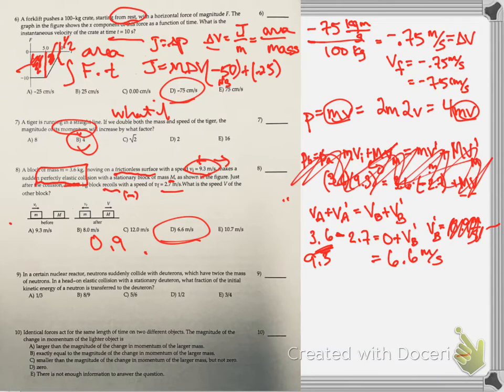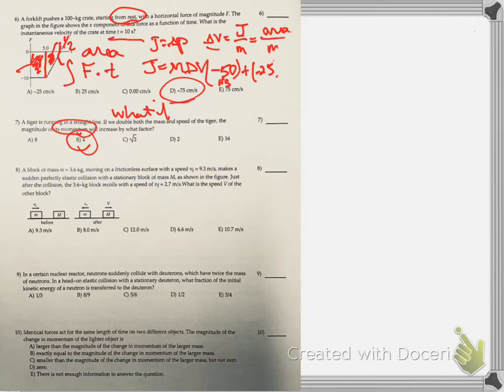In a certain nuclear reactor, neutrons suddenly collide with deuterons, which have twice the mass of neutrons. In a head-on elastic collision with a stationary deuteron, what fraction of the initial kinetic energy of a neutron is transferred to the deuteron? I'm going to pause and erase because this is going to take a lot of space.